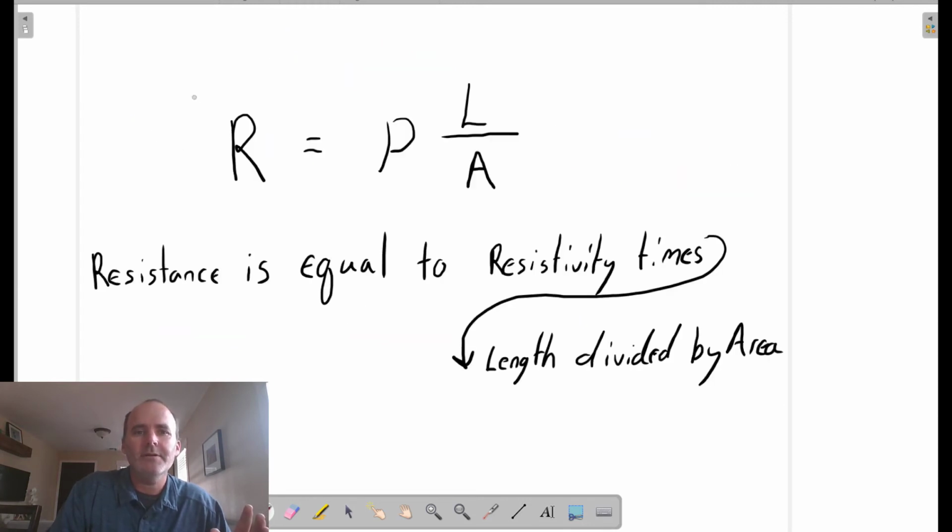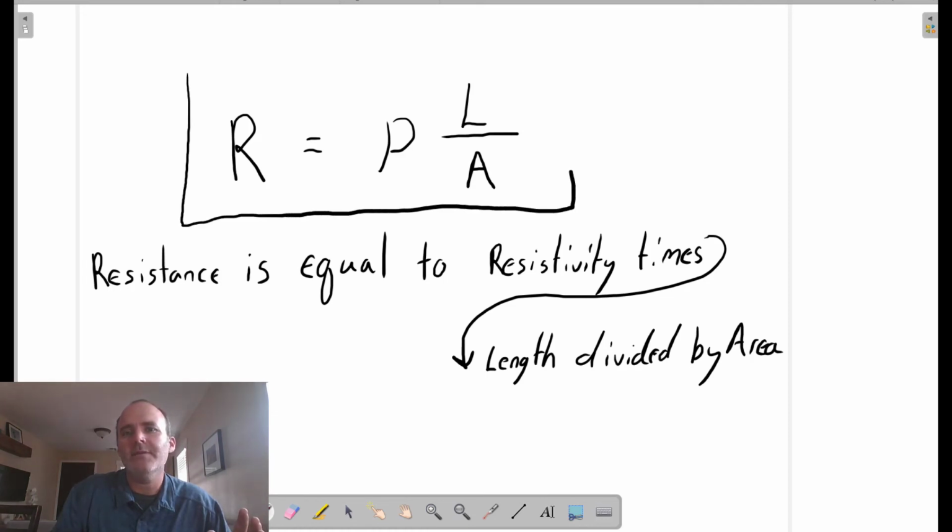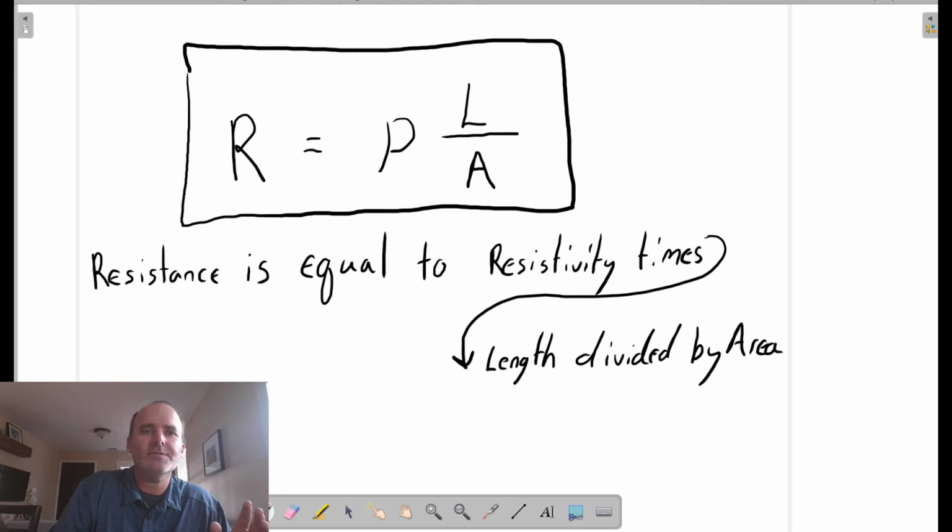So here we go. We have this equation right here. And really, you can just get this equation from what we said. We said that if you increase the length, well, think about that. You increase the length, you increase the resistance. They're both directly proportional. If I put a 2L, if I double the length, I double the resistance. All right.